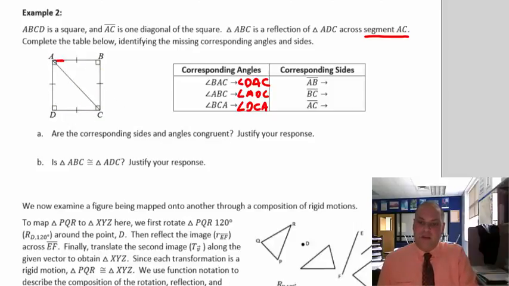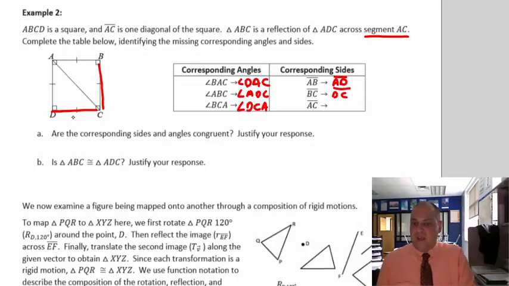Well, AB, that would reflect over to AD. See the reflection over that diagonal? So AB would go to AD. And then BC would go to DC.